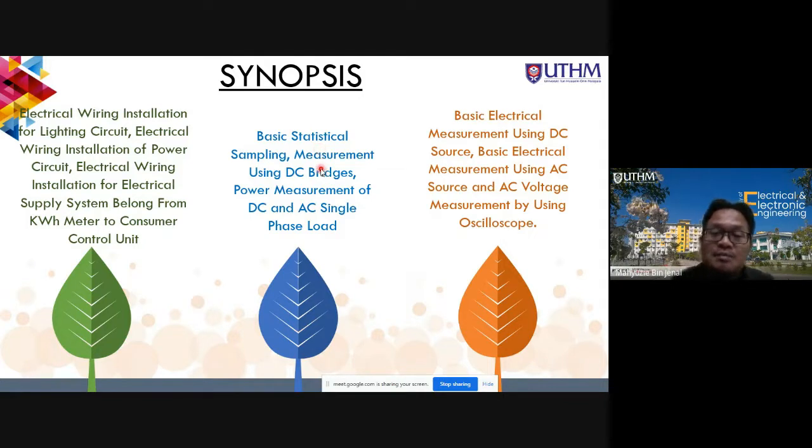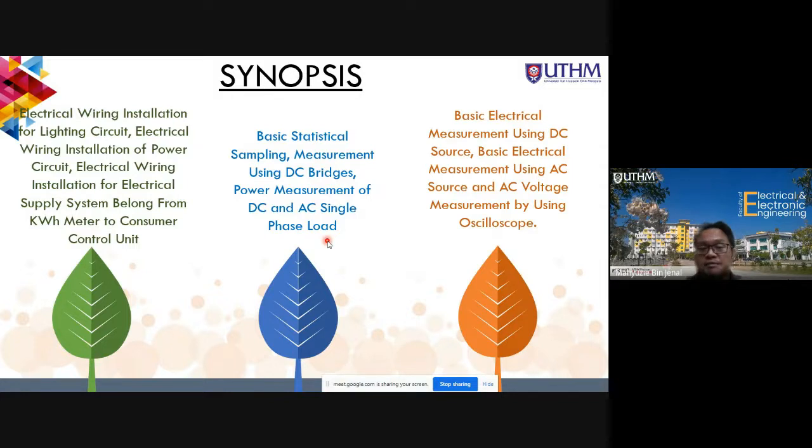The second one is measurement using a DC bridge. You must be able to operate DC bridge equipment, for example, in order to measure the unknown value of a resistor. And then the last one is the power measurement of DC and AC single phase load. So everything is related to power measurement.